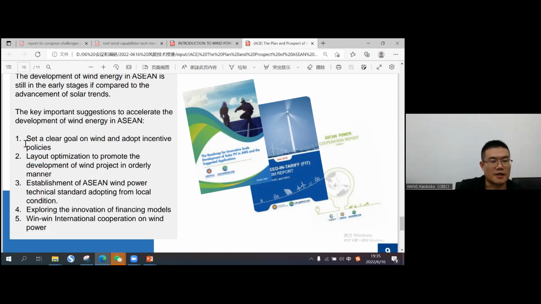Secondly, layout optimization to promote the development of wind projects in an orderly manner. First things first, better conditions first. So we need to have a very good plan in this case.